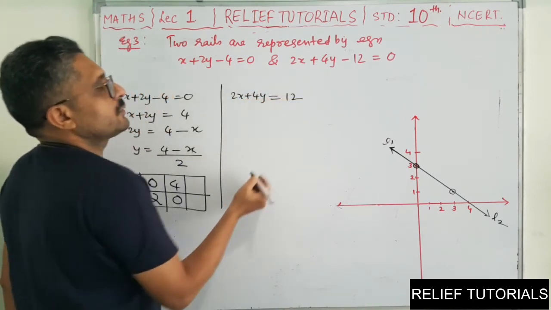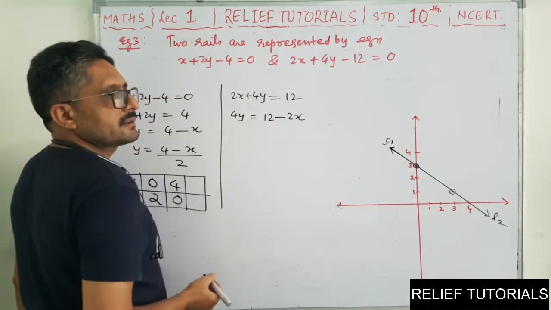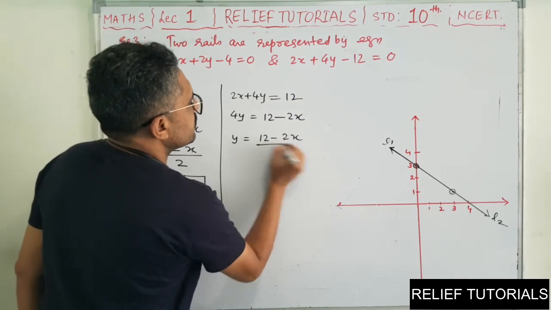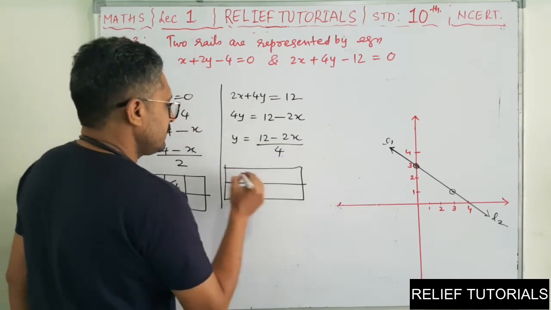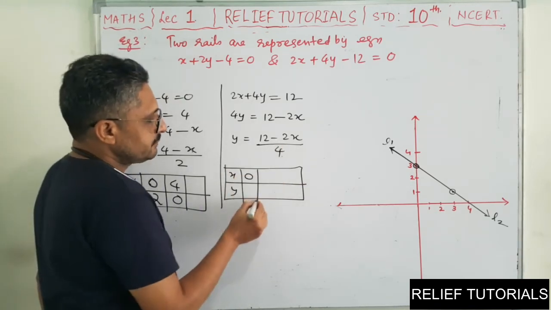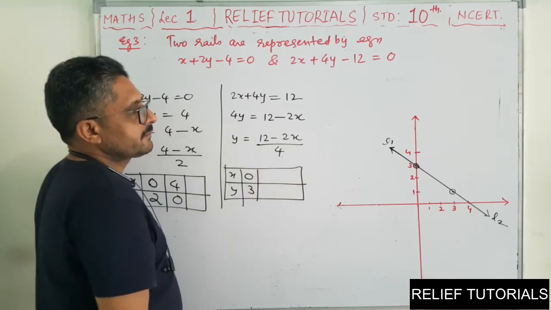So I can write it equal to 12. So 4y is equal to 12 minus 2x. So I can write y is equal to (12 minus 2x) upon 4. For x and y, I take x 0: 2 into 0, 0, 12 by 4, 3.